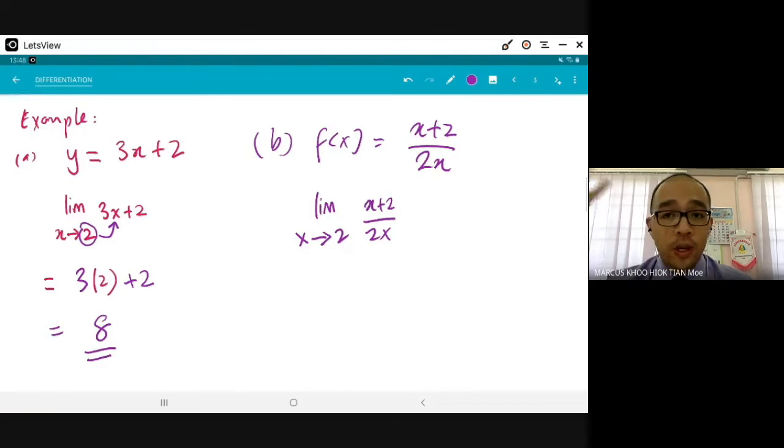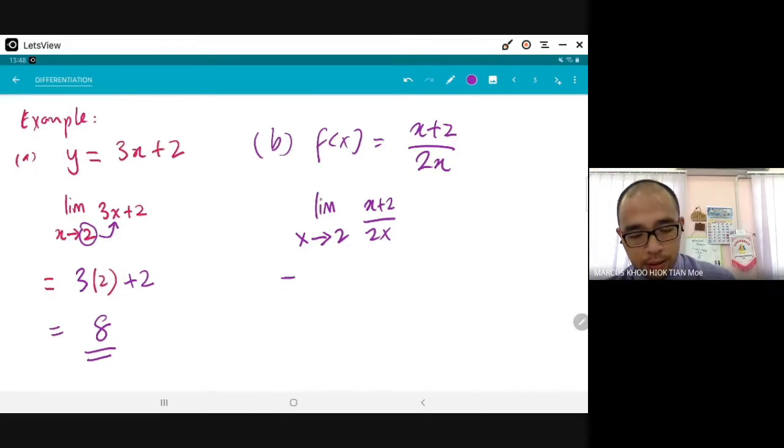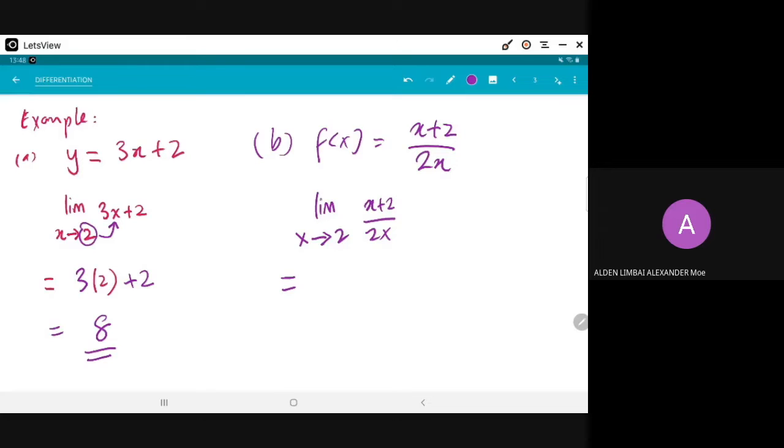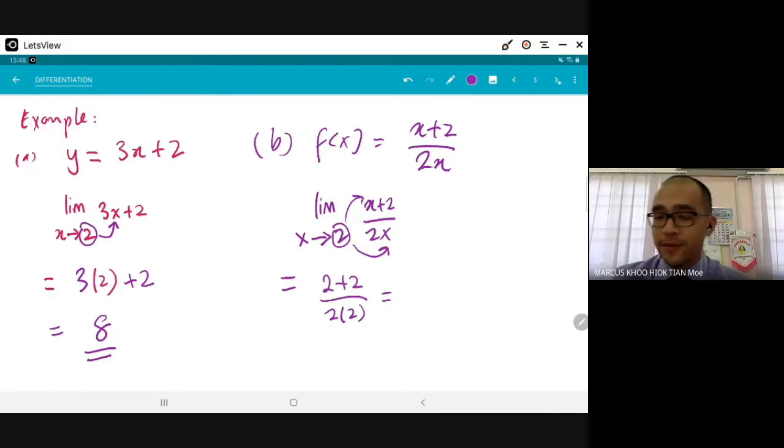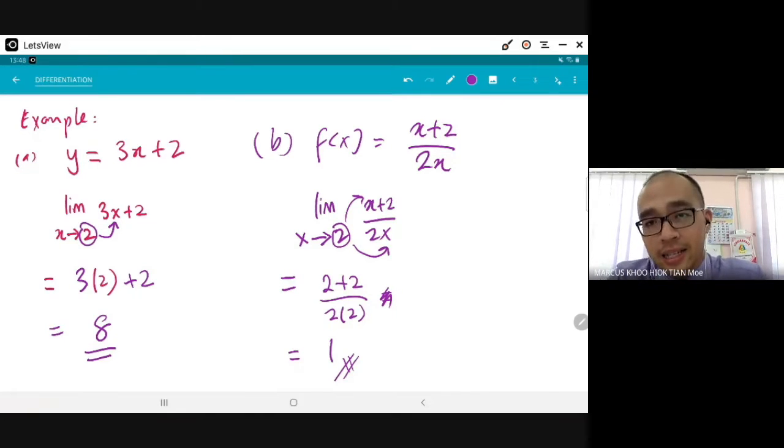Okay, so what do we do? Anybody? Limit dia 1. How do you know? What do we do? Sub masuk. Okay, we sub in the 2 into the x. So you get 2 plus 2 equals to 2 times 2, which is 2 plus 2 is 4, sorry, which is 4 divided by 4 is 1. Okay, so dia punya limit adalah 1. Okay, so it's as simple as that lah. Actually, it's as simple as that.